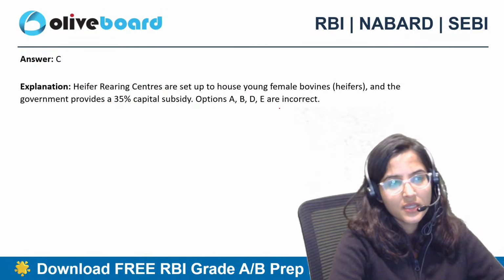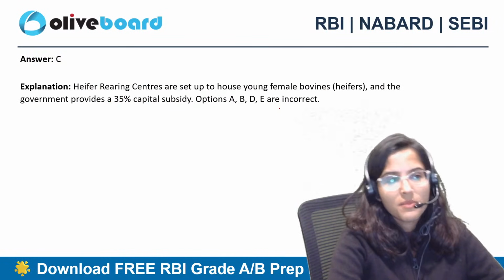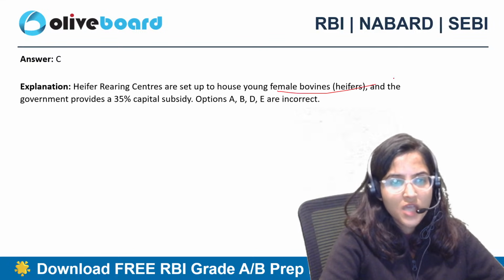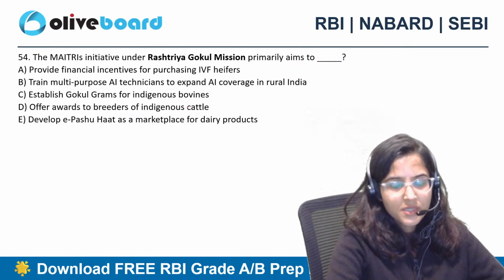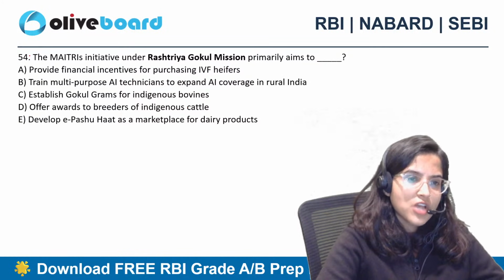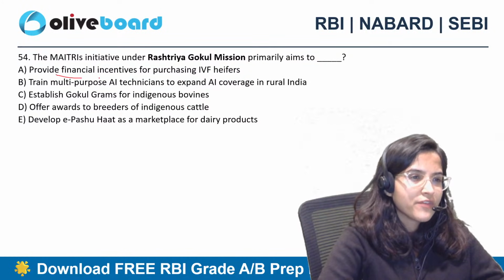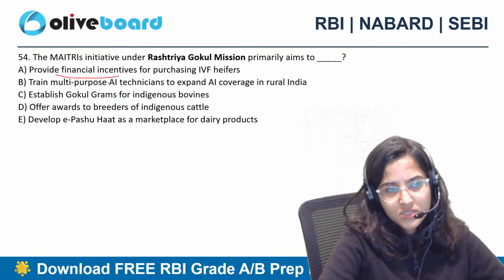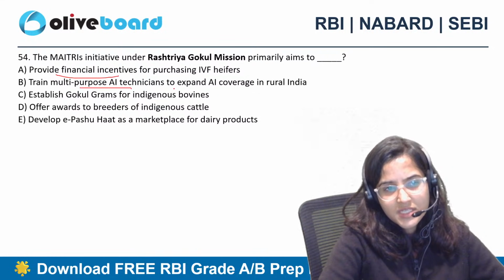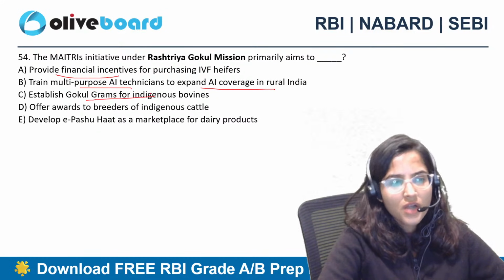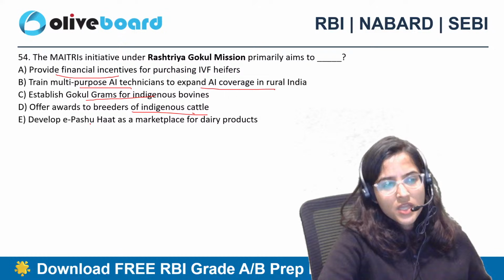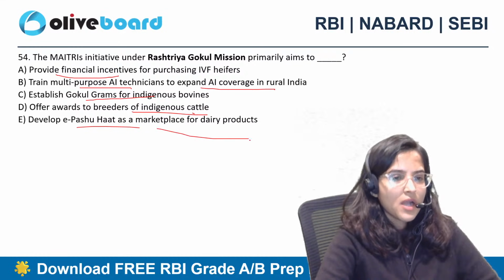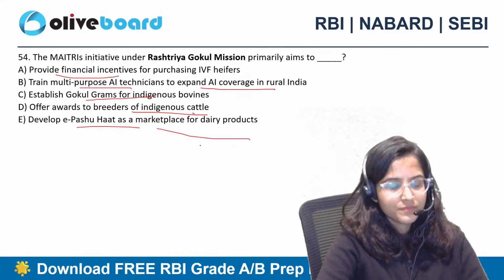53rd B, A. The correct answer is not B, not A, but C. Heifer rearing centers are set up to house young female bovines, and the government provides 35% capital subsidy. The Maitris initiative under Rashtriya Gokul Mission primarily aims to provide financial incentives for purchasing IVF heifers, train multi-purpose AI technicians to expand AI coverage in rural India, establish Gokul Grams for indigenous bovines, offer awards to breeders of indigenous cattle, develop e-Pashu Haat as a marketplace for dairy products.